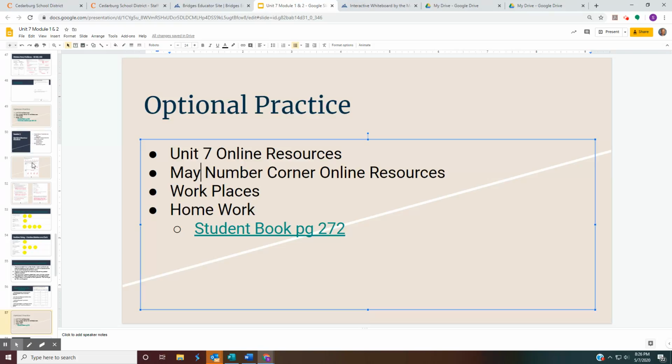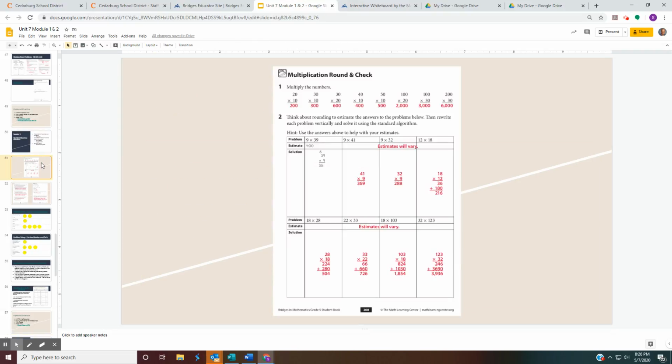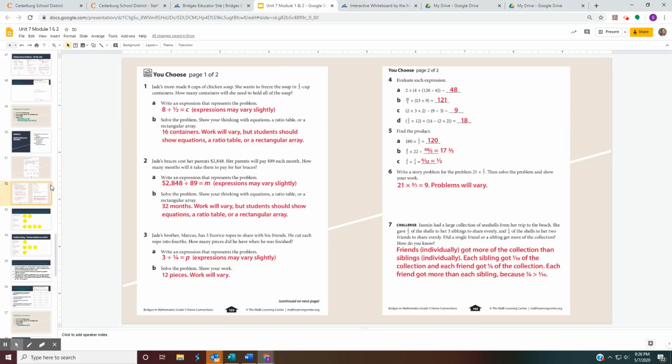Oh, I almost forgot. Yesterday's homework, right? So I'm going to put yesterday's homework up. Go ahead and pause the video, make the changes that need to be changed. If you have any questions, make sure you reach out to your teacher so that you can get things figured out as quickly as possible. Here's page 268 in your student book. Pause the video and make the necessary changes that need to be made. And then here are the Home Connections, pages 139 and 140.